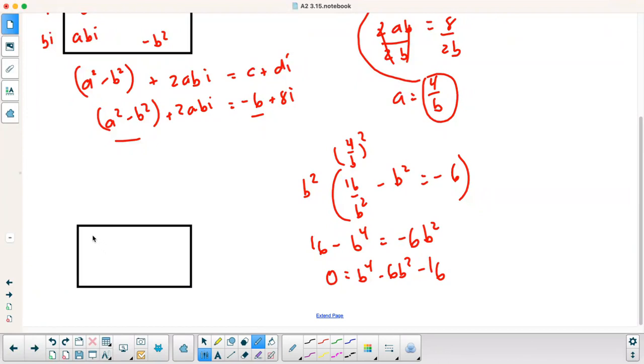So you've got your b to the fourth here, your negative 16 here. So this would be b squared and b squared. Now you're looking for factors that multiply to give you negative 16 but add up to give you negative 6. I think it's going to be negative 8 and 2, because they give you negative 16. When I multiply here, I get negative 8b squared and 2b squared. You add those up and I get the negative 6b squared.